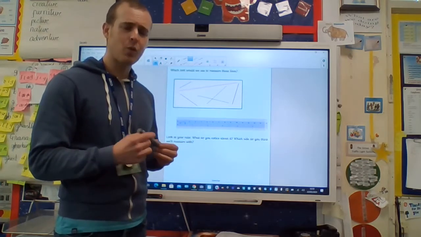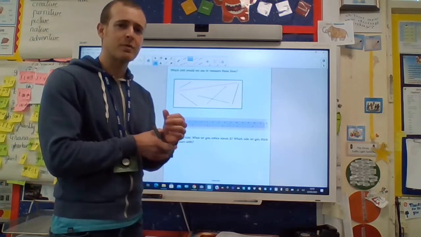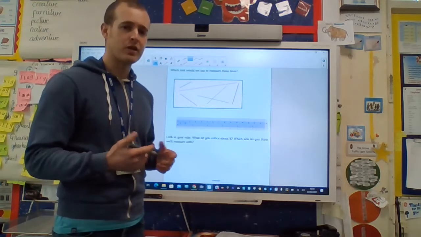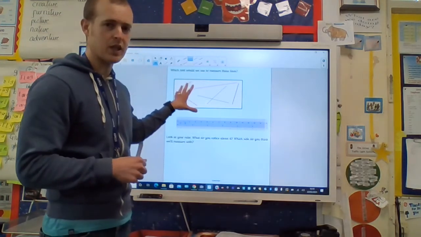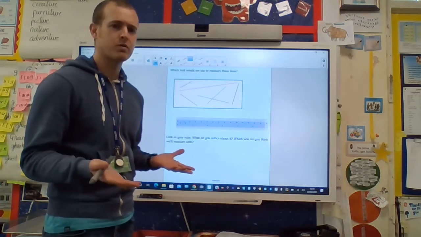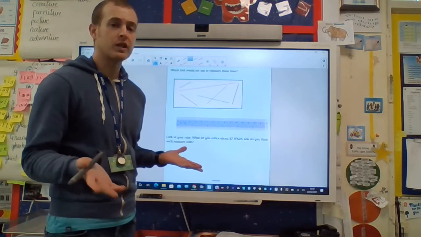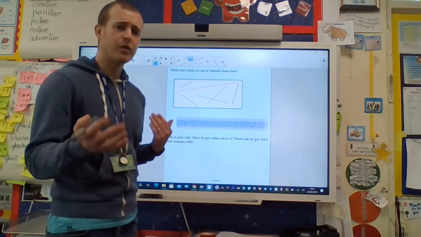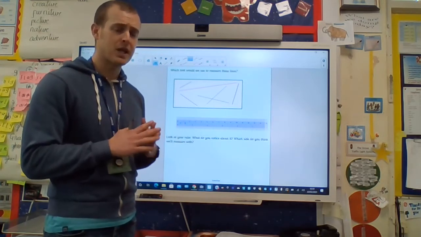What I'm going to get you to do is think about how we do our measuring. Have a little look at this picture here and think about what Mr. Cottle needs to do in order to measure it. If I want to measure the red line, what would I need to do? Have a little think. Can you remember the top tips from yesterday?